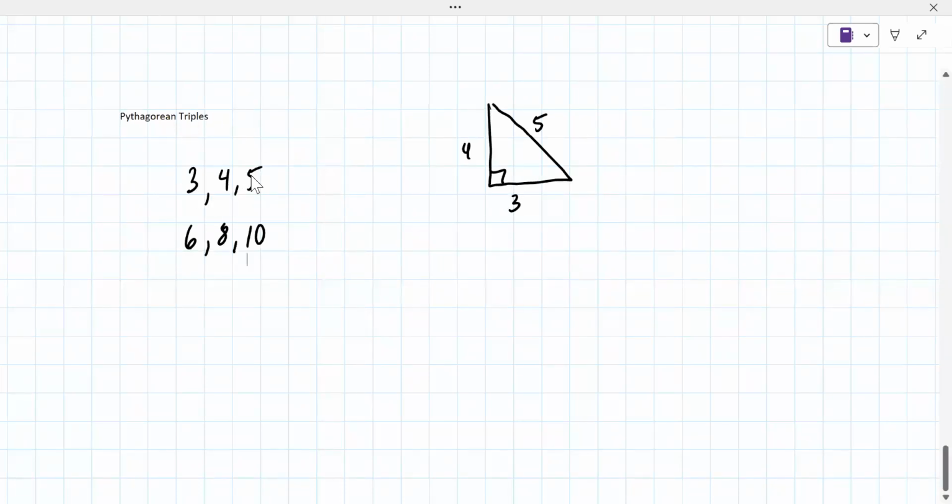What math operation did I do to go 3 to 6, 4 to 8, 5 to 10? Or how do these numbers on the bottom relate? Did you say double it? Yeah, exactly. These are also Pythagorean triples, 9, 12, and 15. And then you just keep on going.